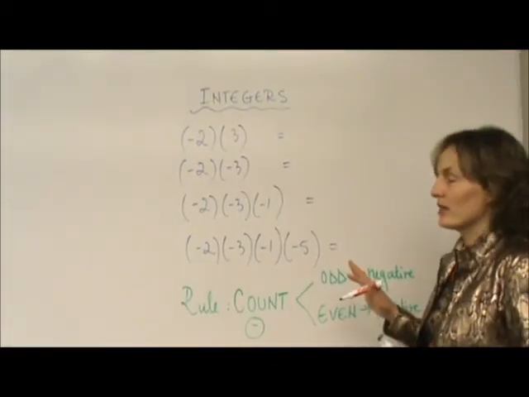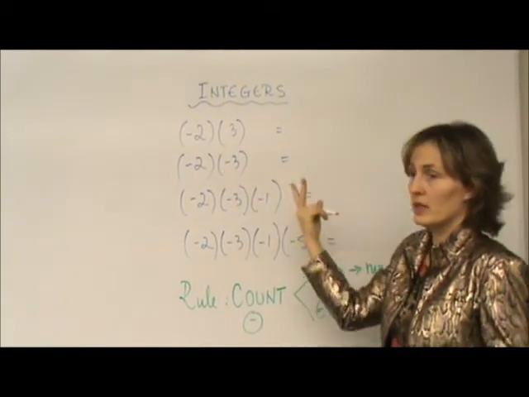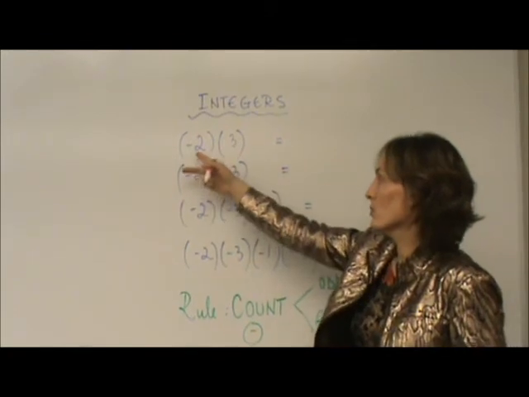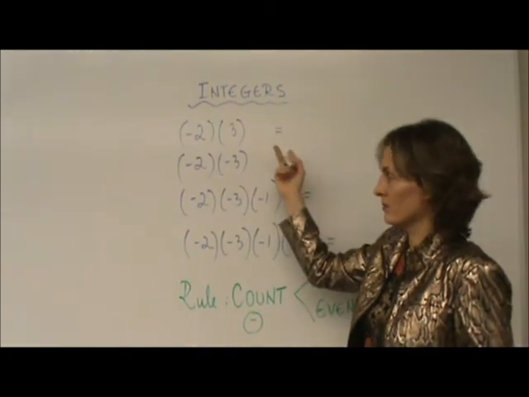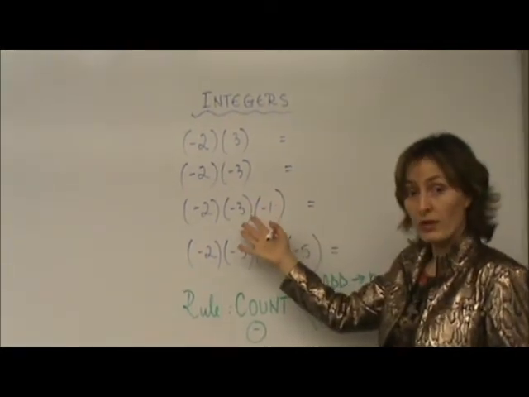Okay, let's multiply some integers. Let's suppose you have negative 2 times 3. Since you have only two numbers, you could just combine. Different signs, that would be a negative. Same sign, that would be a positive. But what do you do if you have three numbers?